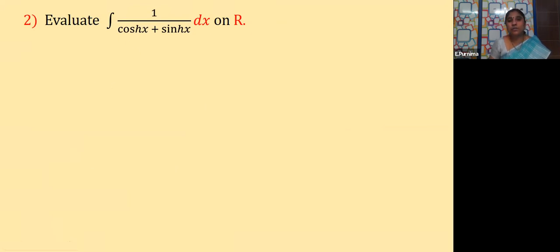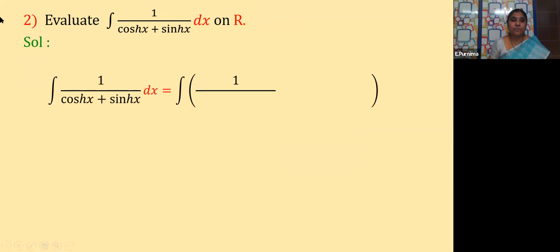First of all, what is the question here? Evaluate 1 by cosh x plus sinh x. In the denominator we have cosh x plus sinh x. So let us see how we can solve this sum. Because the plus sign is there in the denominator, we cannot split it into two integrals.